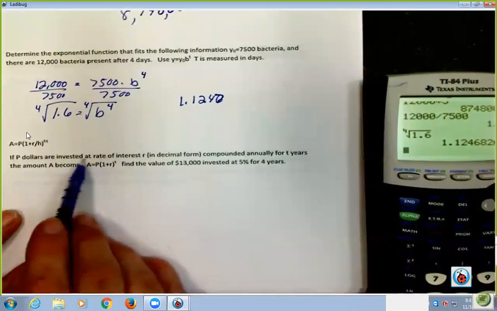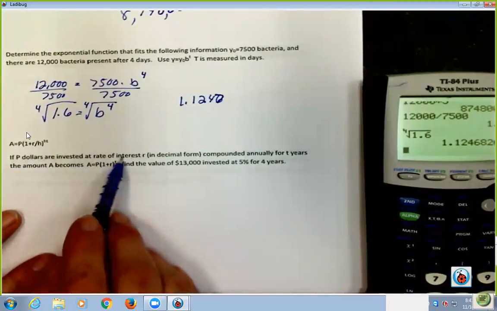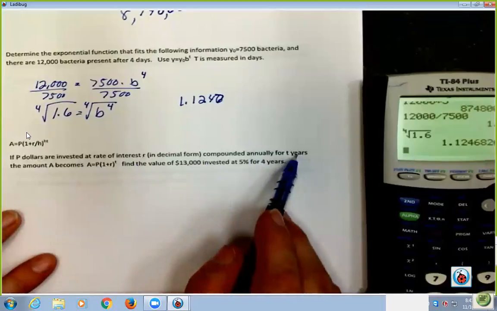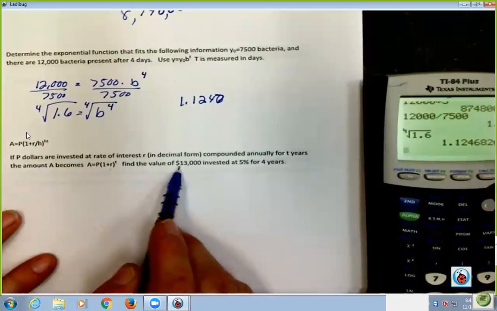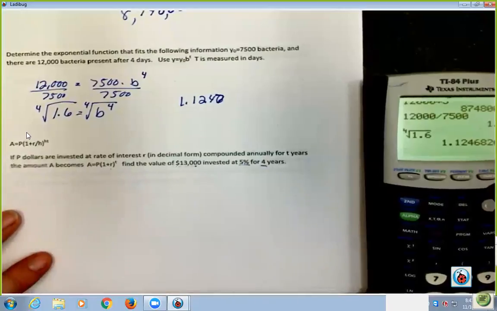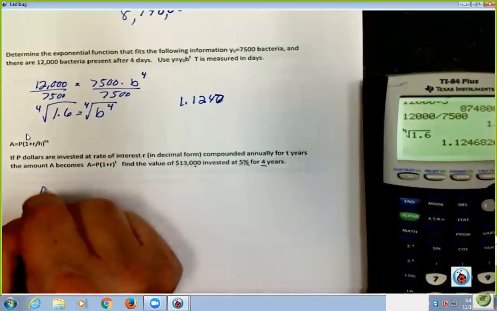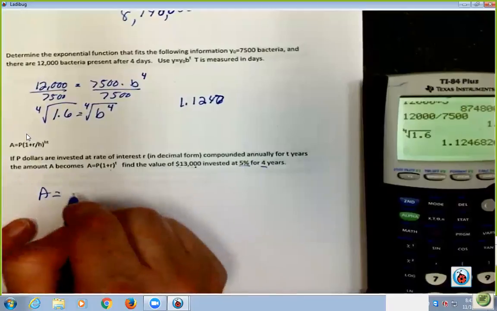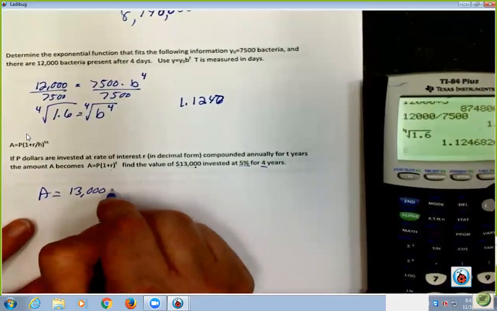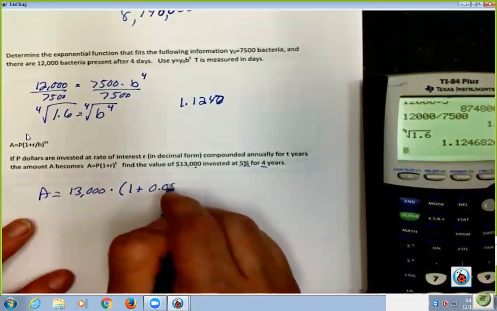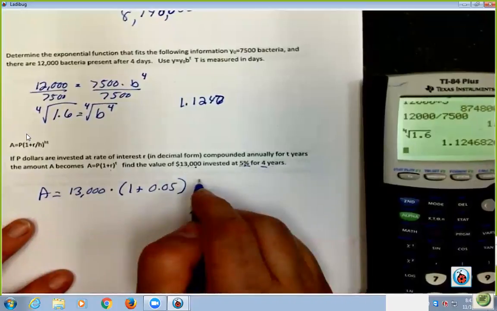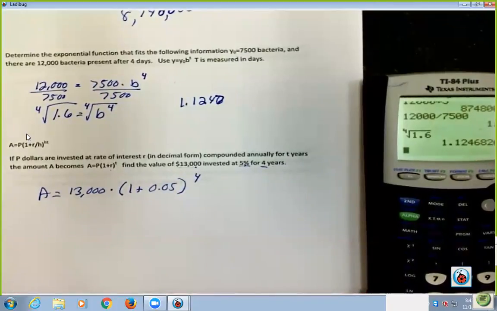Here we've got an interest rate. If P dollars is invested at a rate of interest R in decimal form, compounded annually for 1 year, the amount A becomes this. Find the value of 13,000 invested at 5% for 4 years. So again, it's just plugging stuff in. So A, principal is 13,000 times parenthesis 1 plus my rate, which is 0.05, times my T, which is 4. And again, I think you can solve that, right? What do you get? You guys solve it. Let's see what we come up with.